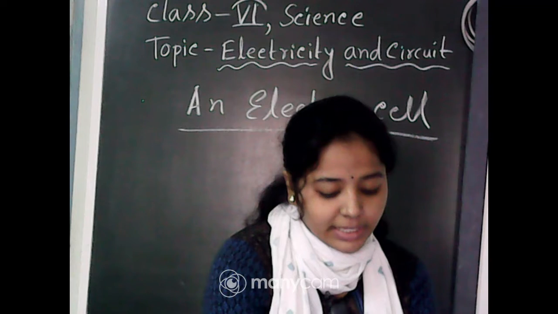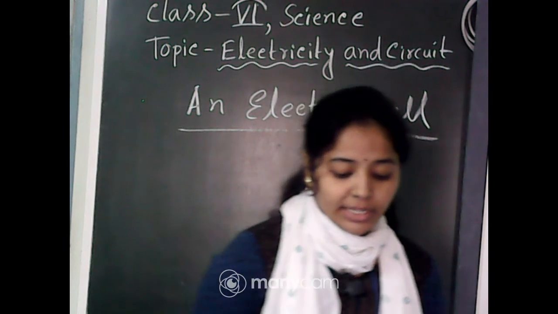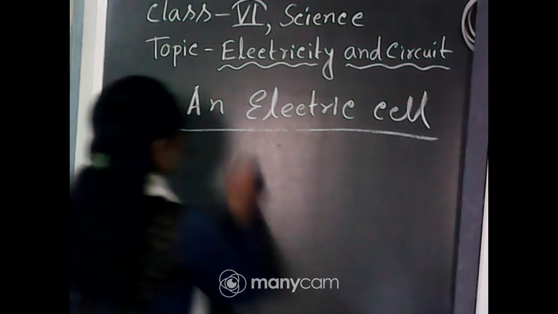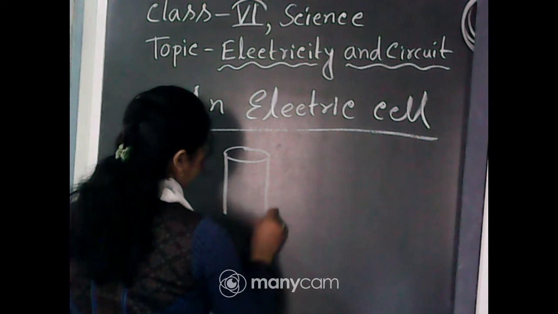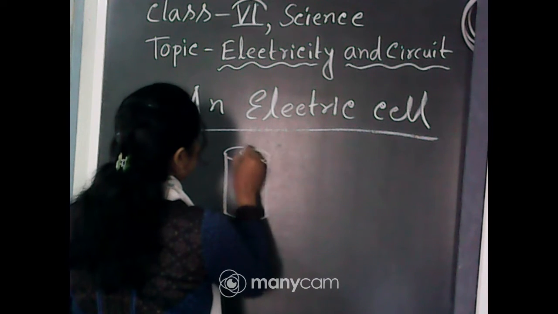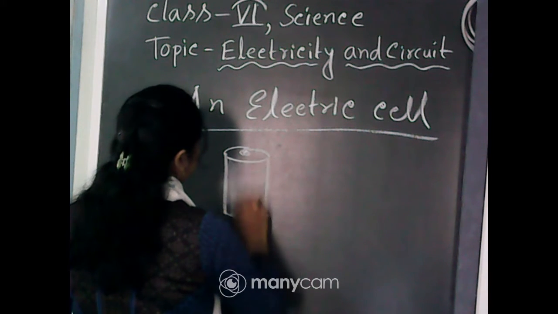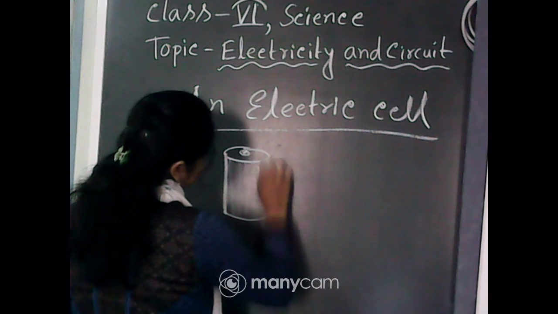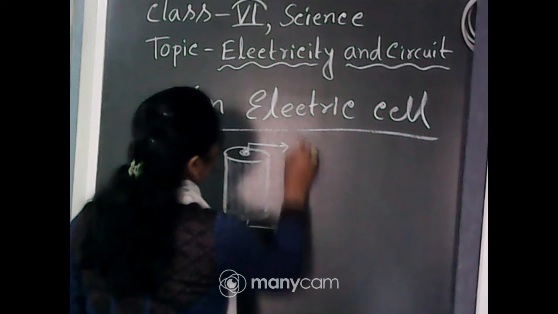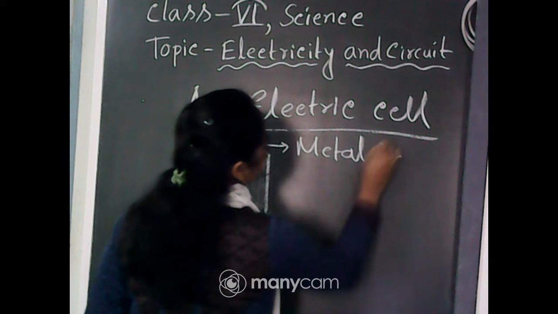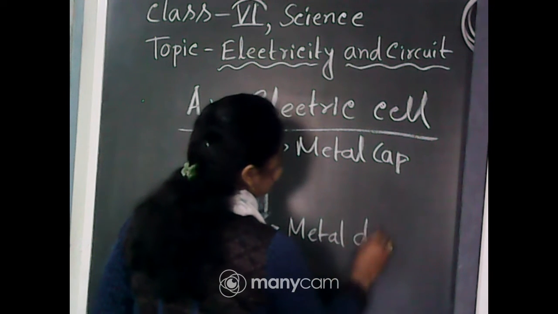You might have noticed that it has a small metal cap on one side and a metal disc on the other side. If this is an electric cell, you must have seen that there is a metal cap, and in the downside there is a metal disc. So, this is called the metal cap and this one is called the metal disc.